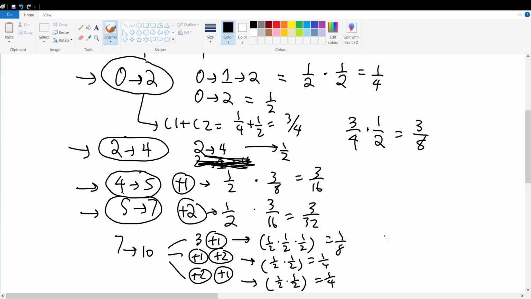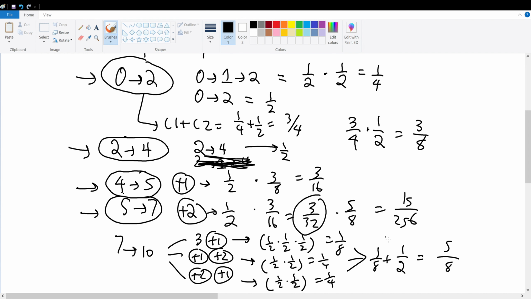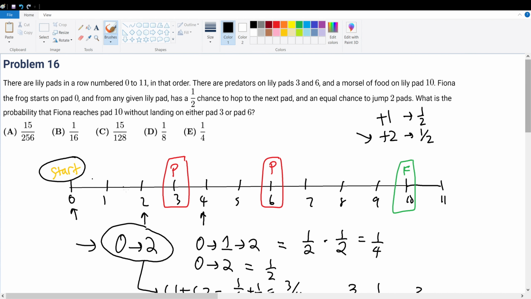Since these are all separate cases, we must sum them up. 1/8 plus 1/4 plus 1/4 is 5/8. So this quantity times 5/8 will give us our answer, which is 15/256. If I scroll up, 15/256 is answer choice A, and we're done with the question.